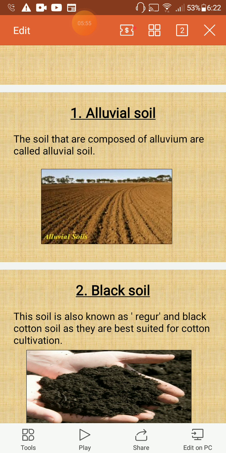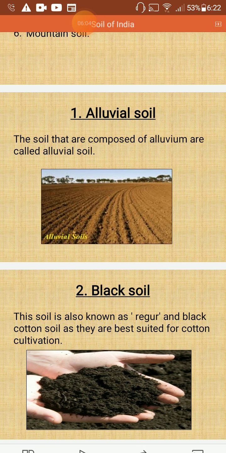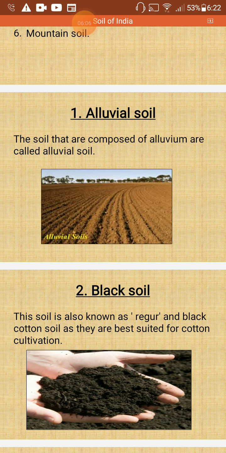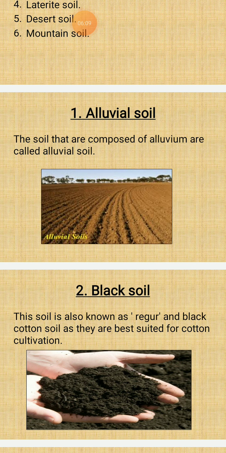Now, secondly, the black soil. This soil is also known as Regur and black cotton soil. In examination, they will ask you, mostly in MCQ, this soil is also called Regur soil. Very simple, black soil. They are derived from the basalt rock. So they are dark gray to black in color with a high clay content. They are highly retentive of moisture and extremely compact.